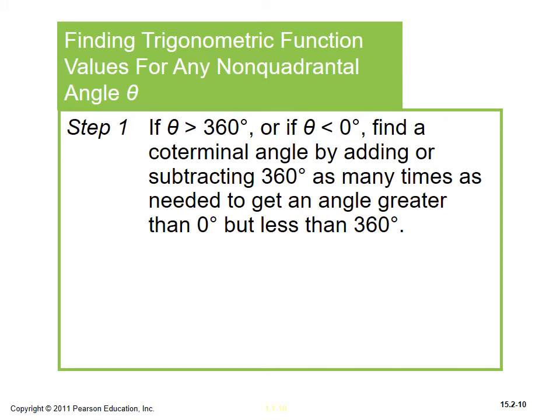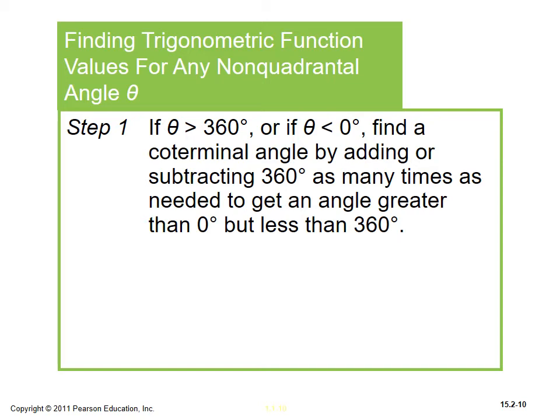Okay, so finding trig function values for any non-quadrantal angle theta. Non-quadrantal means it's not divisible by 90. So your quadrantal angles would be 90, 180, 270, and 360. Okay, so those are quadrantal. Non-quadrantal is any values that are not those four.